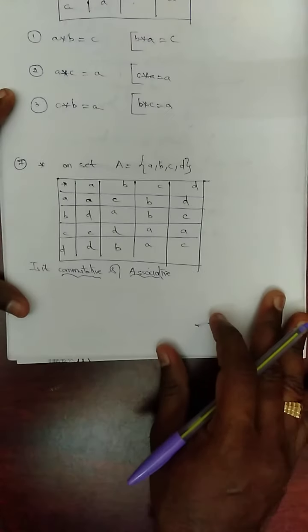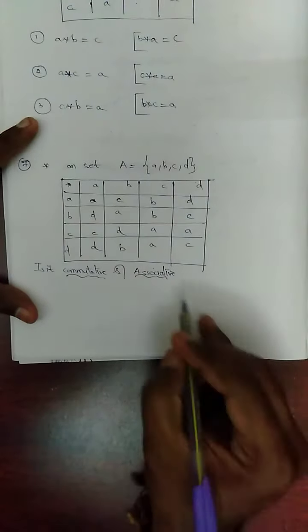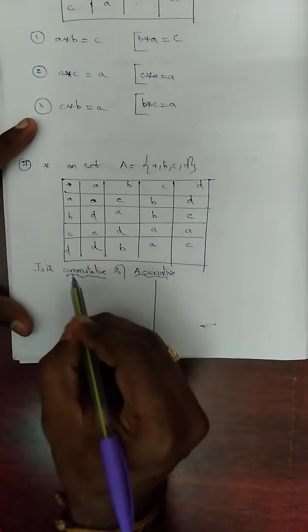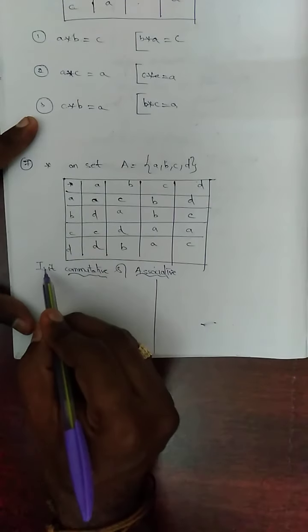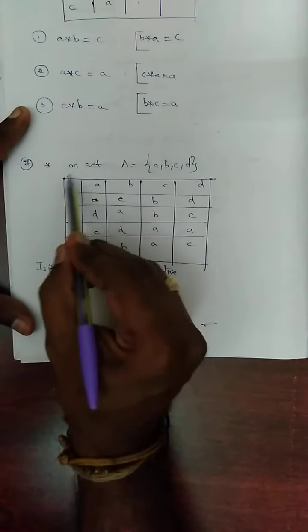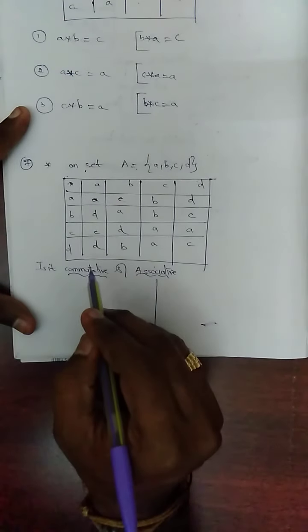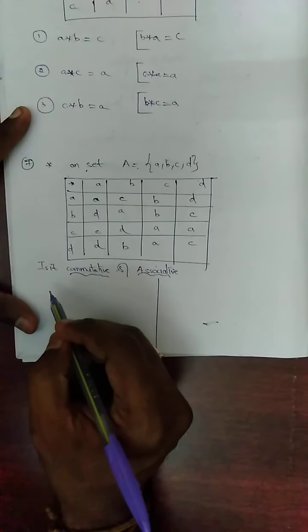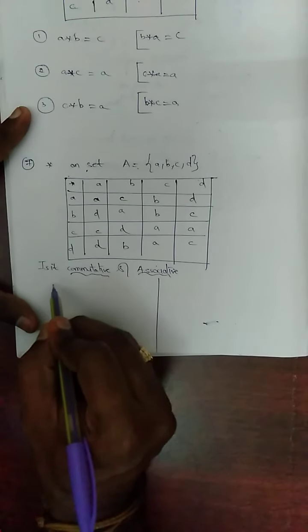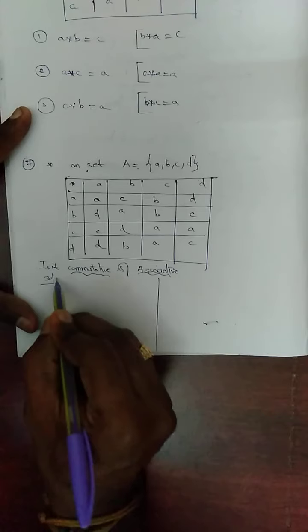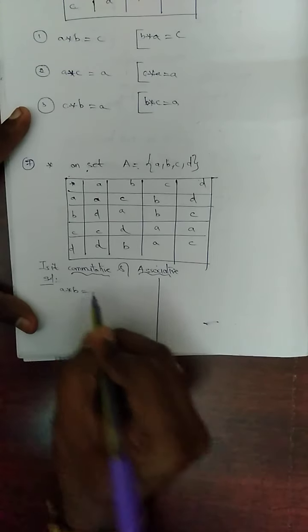Next we will move to the seventh sum also, because the seventh sum is very easy. In the given table, first I need to know whether it is commutative or not. Star on set A, B, C, D, they have given the full table. I need to prove commutative. For commutative, we know the formula A star B. First find A star B. Check it. What is A star B?